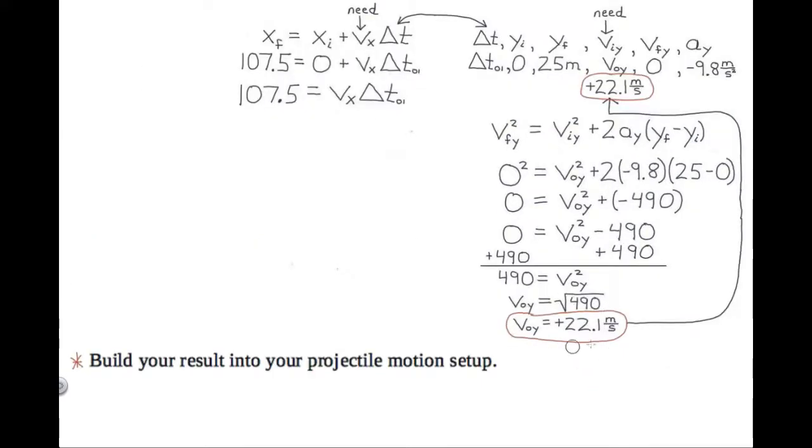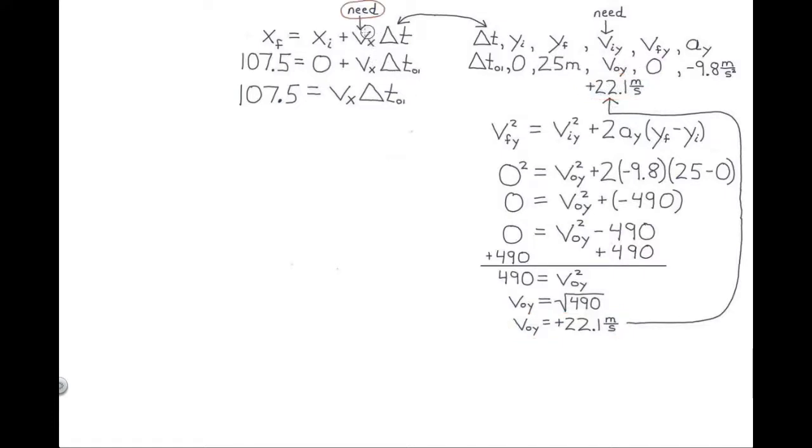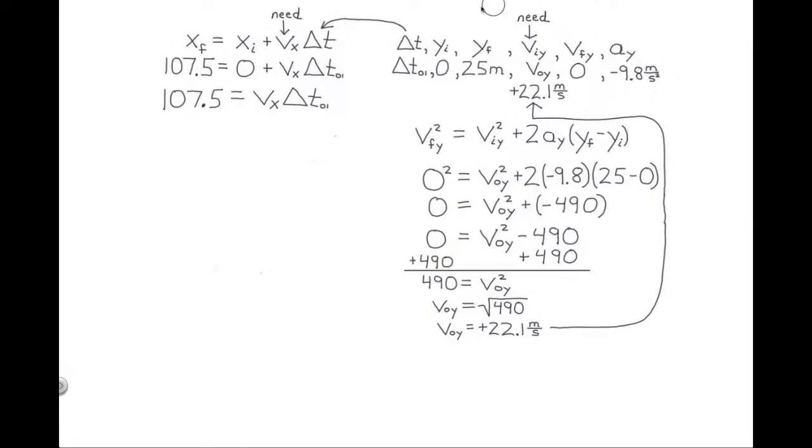Let's build our result for v sub 0 y back into our projectile motion setup, like so. We still need to determine v sub x. Before we can find v sub x, we will need to determine delta t. So our plan is to use our setup for the y component to determine delta t. Then we can substitute our result for delta t into the kinematics equation for the x component. Then we can use the equation for the x component to find v sub x.